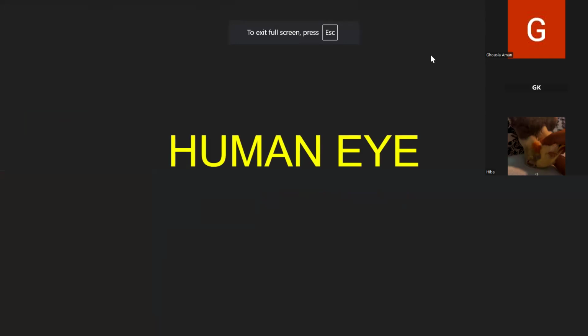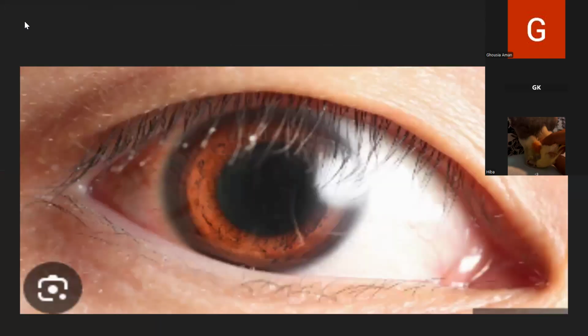Okay, Hiba. So human eye. This is how a very small portion of our eye is exposed. The eye is just like a ping pong ball, and the major part of the eye is hidden inside our skull. Only a small portion is visible. In this small portion, you can see this white color part. This white color part is called sclera.